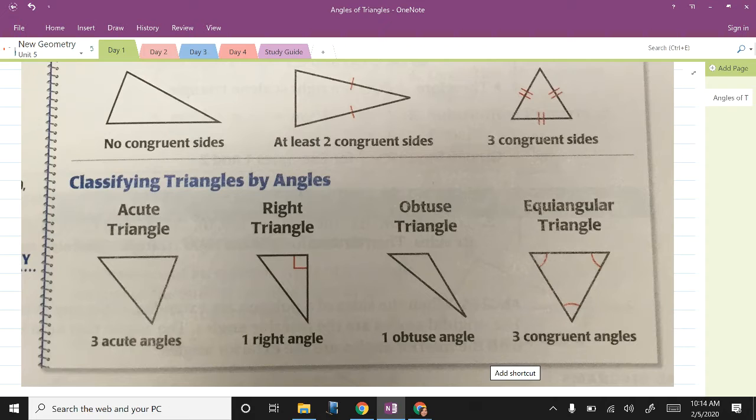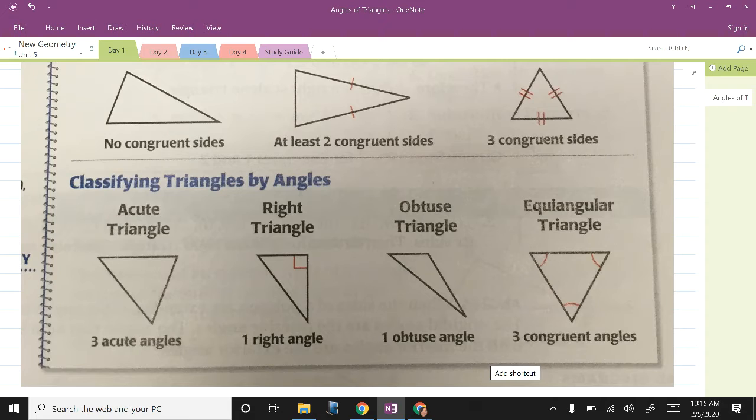What does a right triangle have? One right angle. Is it possible for a right triangle to have more than one right angle? No, because the interior angles of a triangle have to add to 180, and then there's no room for a third angle. So there can only be one right angle. An obtuse triangle has one obtuse angle. Is it possible to have two obtuse angles in a triangle? No, because that would exceed 180 degrees.